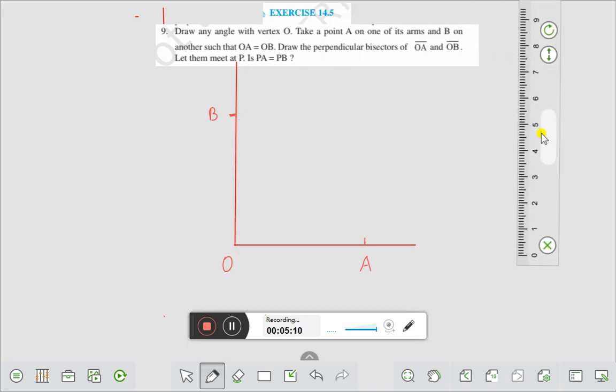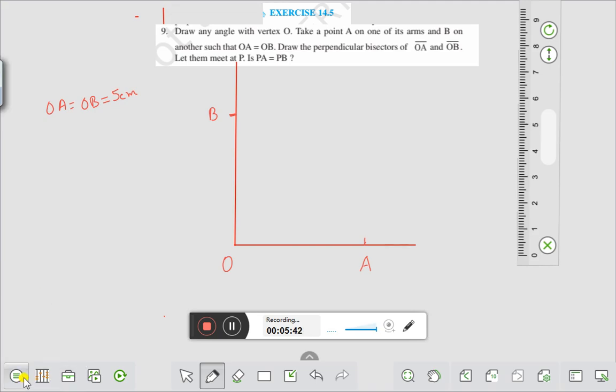Now, such that OA is equal to OB, and I have taken it as 5 centimeter, right? Now draw the perpendicular bisector of OA and OB. Let them meet at P. You have to draw the perpendicular bisector.